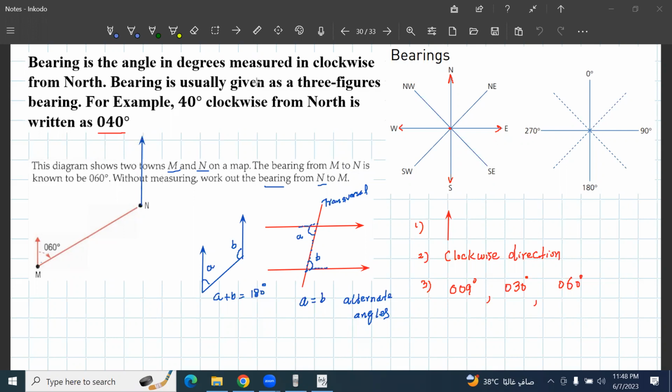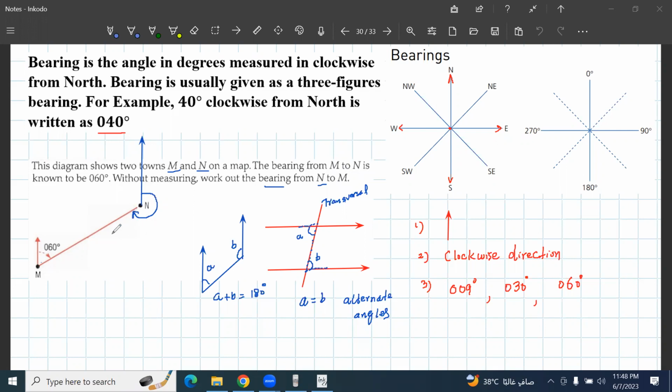The second step: we will move clockwise from north to the right till we reach M. At this moment we have to find the angle which is clockwise from north at N towards M. This is called the bearing of M from N.